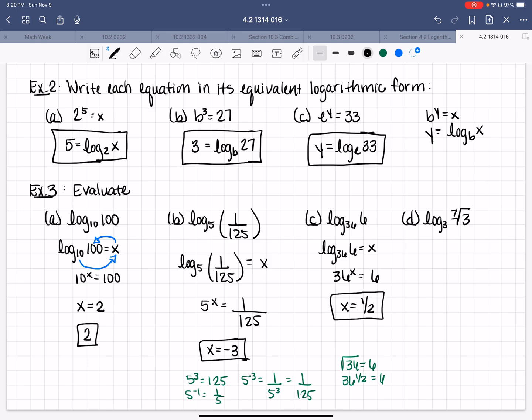Okay, log base 3 of the 7th root of 3 is supposed to equal x. So I've got 3 to the x equals the 7th root of 3. Well, guys, what's the 7th root of 3? Really, 3 to the 1/7. So 3 to the x is supposed to equal 3 to the 1/7. That means x equals 1/7.